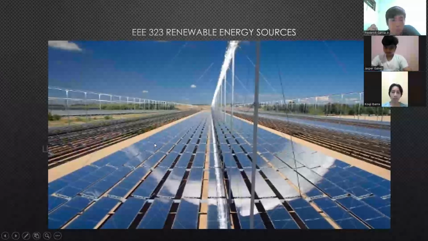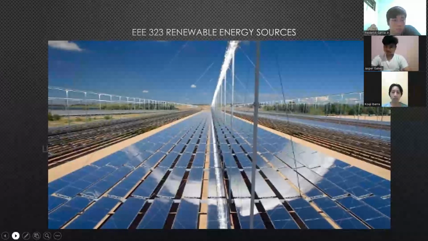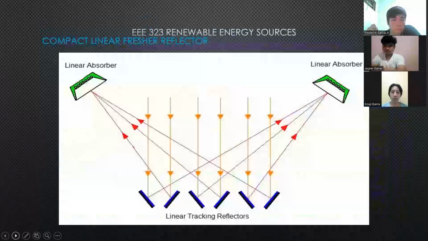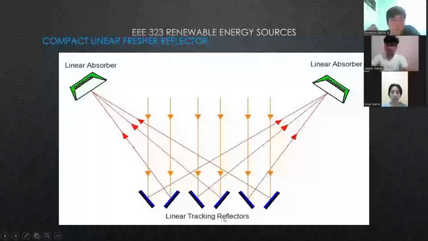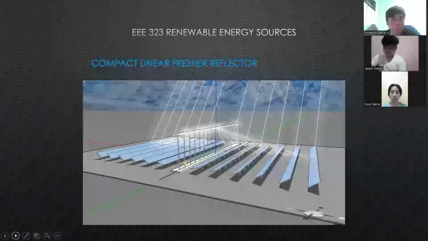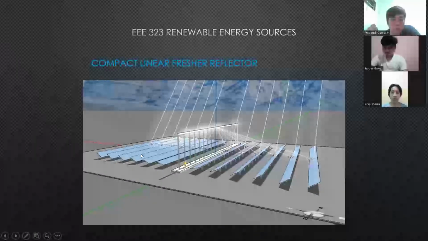We have a real-life example of these types of solar thermal power plants. You can see the secondary reflector here focusing into the collector. We have the compact linear Fresnel reflectors. We have the linear tracking reflectors that track sunlight, in order to focus it into the linear absorbers. You have the compact linear Fresnel reflector, focusing it into a single spot compared to the previous ones.